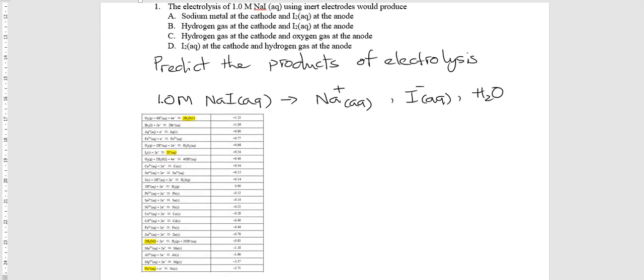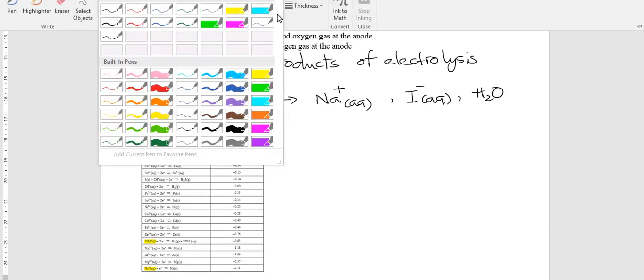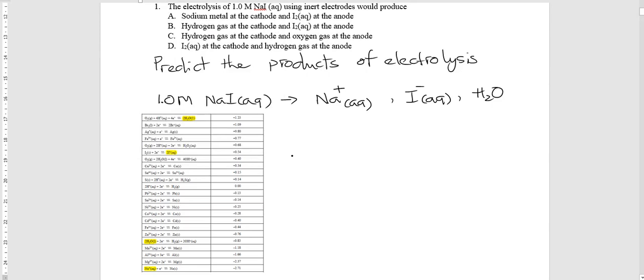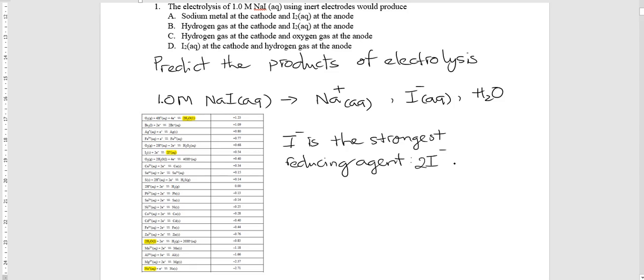Okay. So once you have highlighted everything present, you definitely should not spend that much time doing this question. But anyhow, you can tell that on the reductions, the reducing agents, iodide is the strongest reducing agent. So I- is the strongest reducing agent, which means that the reaction at the anode is going to be 2I- going to I2 plus 2 electrons.